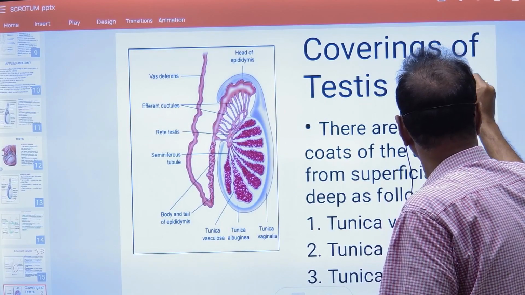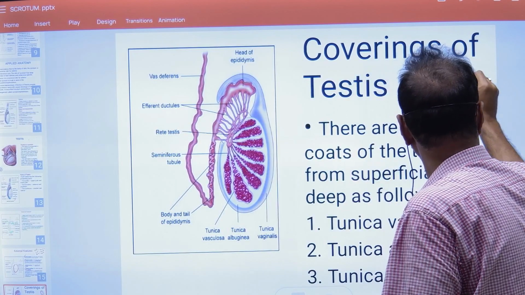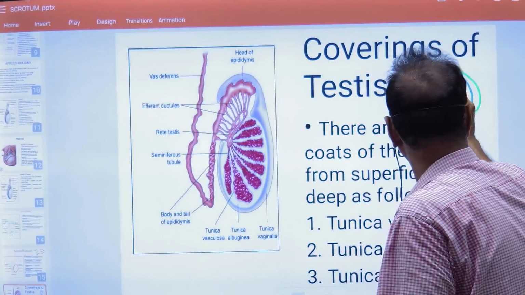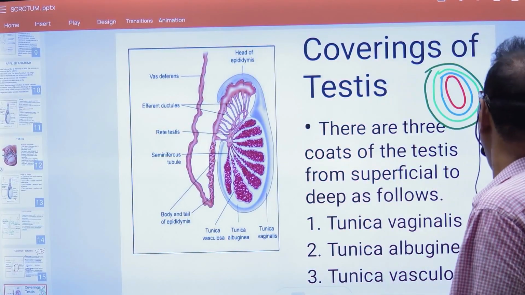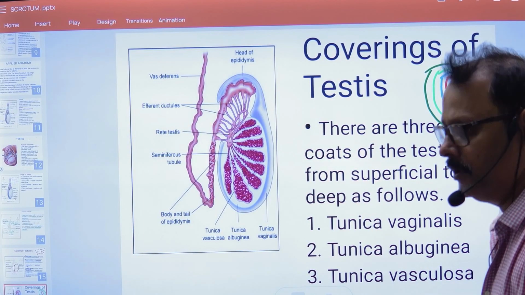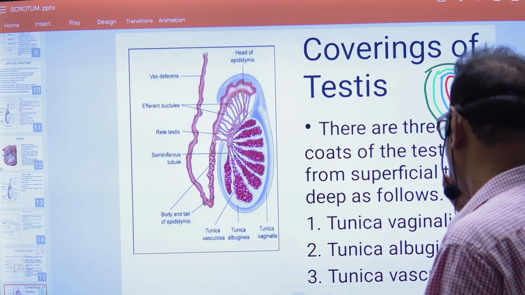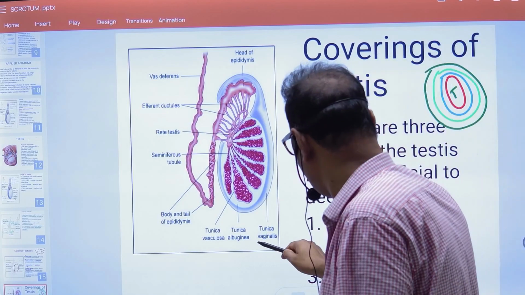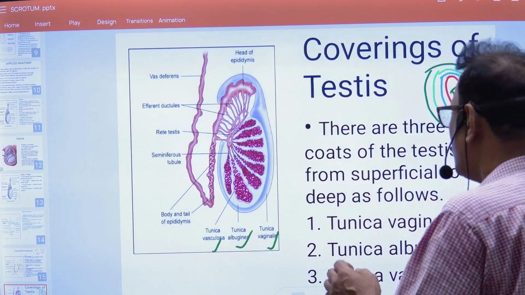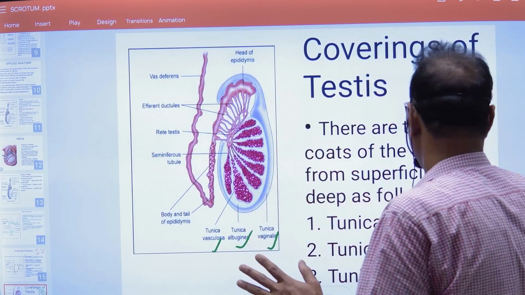Number 1, number 2, and number 3. If this is testis, it has got 3 coverings: tunica vaginalis, tunica albuginea, and tunica vasculosa. So we have got the 3 layers for the covering of the testis.